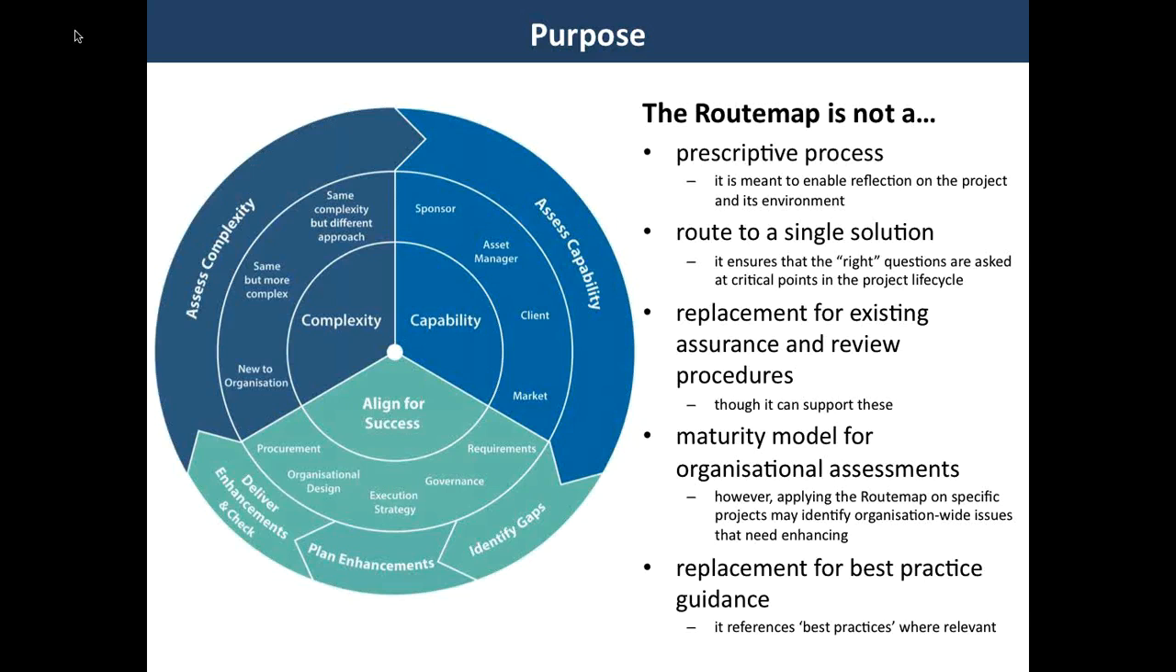The capability assessments look at organizational capability with respect to a specific undertaking and add most value when used proactively to identify the execution strategy that best suits the project and/or the deliverers. When using the route map as a health check, it can flag organization-wide issues that need enhancing, and it often does, but this is a byproduct, not an output of the approach. And lastly, it is not a replacement for best practice guidance. It does, however, reference good practices where relevant in the modules and through its underpinning of peer challenge from an industry support group.